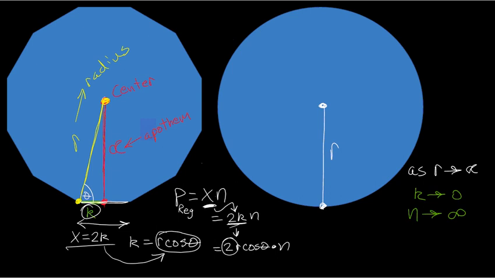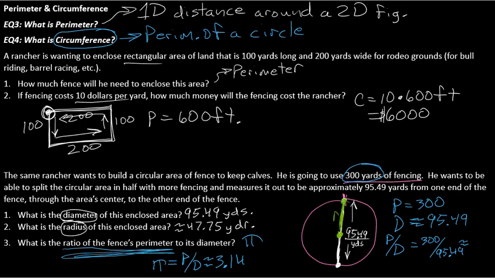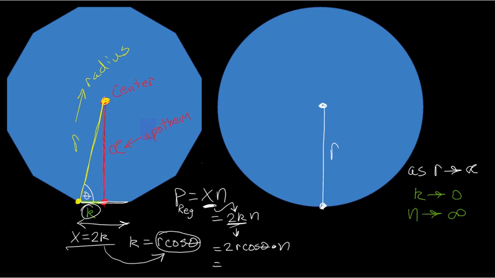2 times r. Well, we just learned something earlier, right? Our diameter is 2 times the radius. Okay, so coming back to here, we can just say 2r is the diameter, cosine theta times n, and that's equal to our perimeter, right? Well, another thing that we can go ahead and do, and I know this is getting kind of lengthy, if we divide both sides of this equation by the diameter, we have perimeter divided by diameter, that should look familiar, equals cosine theta times n.